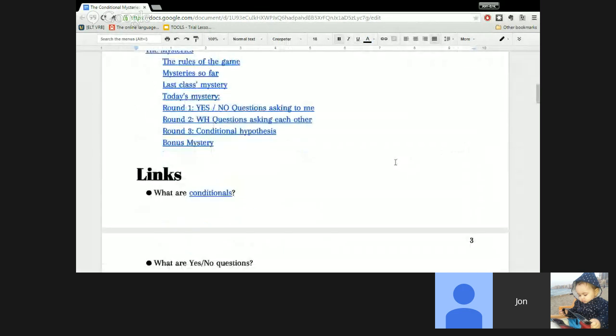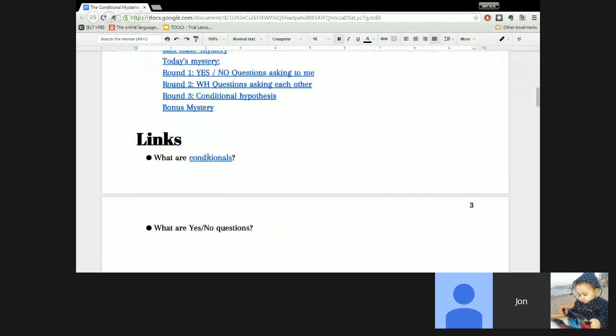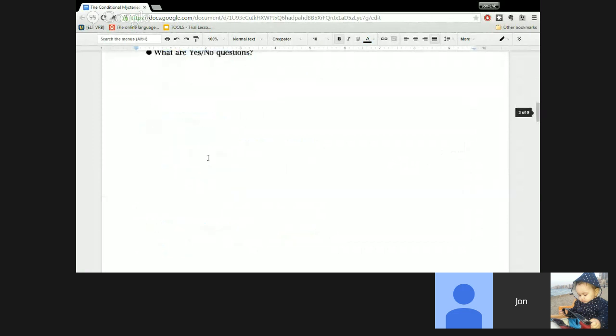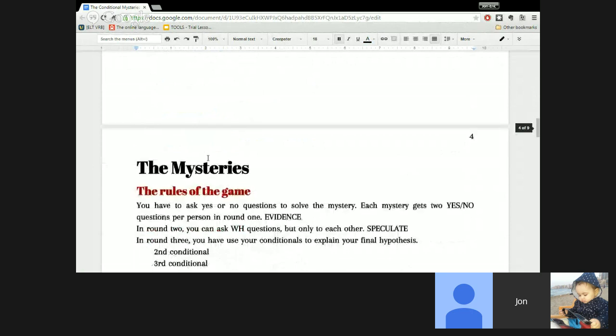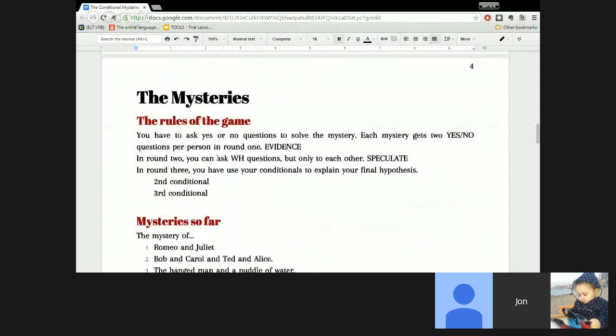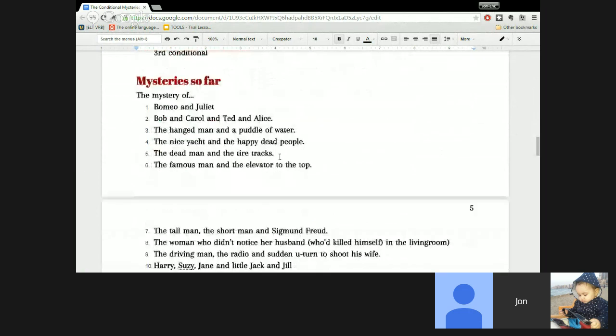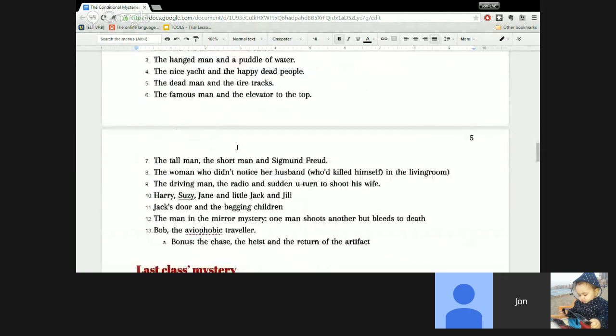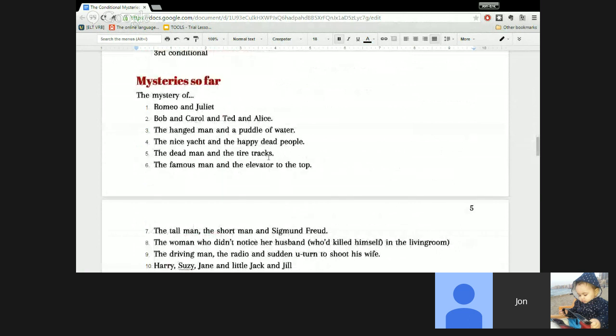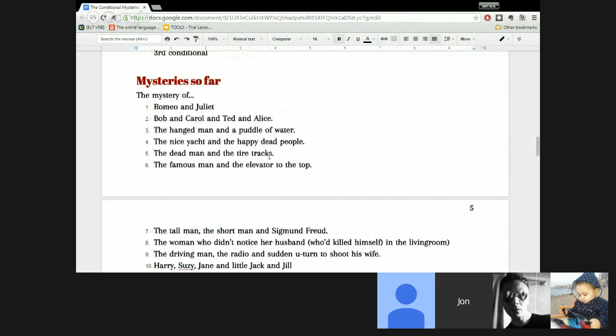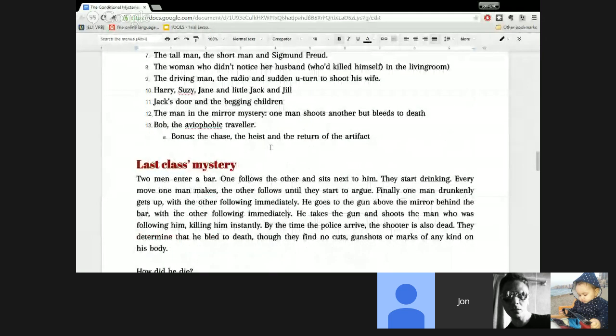We're going to start off by just remembering or reviewing what conditionals are. And then we'll go through the rules of the game really quickly. The basic idea is that you're going to use conditionals to solve a murder mystery. Okay? So we'll go through this all in a minute, and we're going to pick from one of the ones we've done before, because I haven't done this in so long that they're probably going to be new to you. Okay? And then I'll give you an example.